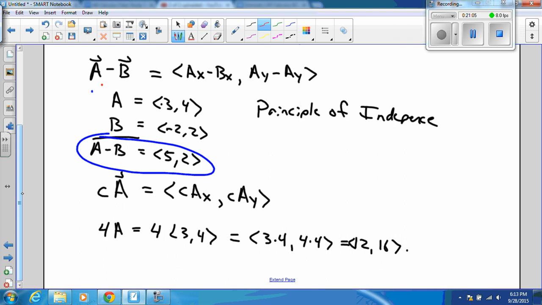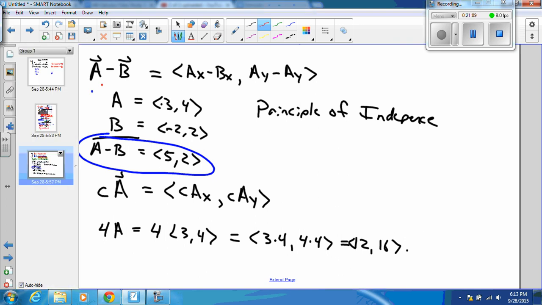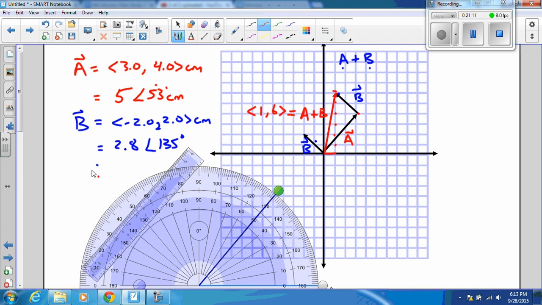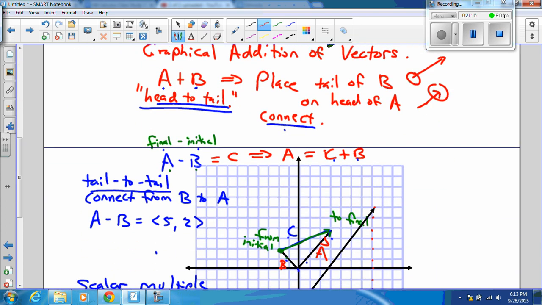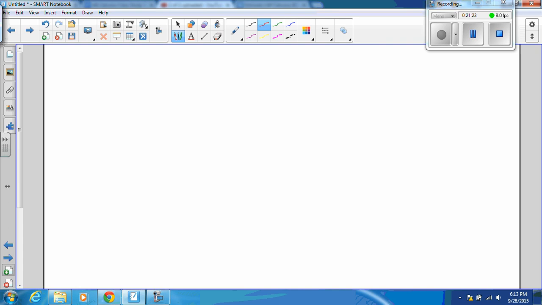Well, this is a lot to digest, and tomorrow all that we're going to do is to practice doing these graphical and algebraic additions of vectors. I hope you agree with me that it is much easier to add and subtract and do scalar multiples in rectangular form than it is to do adding and subtracting and scalar multiples in polar form. Because in polar form, I don't have a choice. I have to do graphical addition.